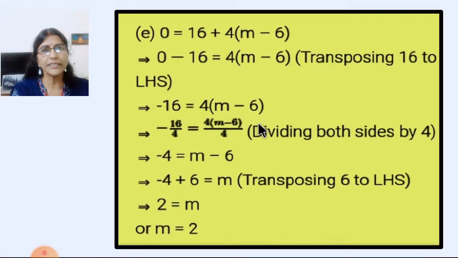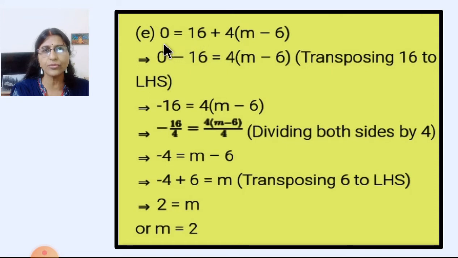Now one more question. 0 is equal to 16 plus 4, in bracket here you can see m minus 6 is there. So whenever there is a bracket, you have to understand 4 is multiplied here with this also. 4 is multiplied by this. That means there is a multiplication sign here. So what will we do first? We will take this number to this side. We can write this here also. No need to take it to the other side.